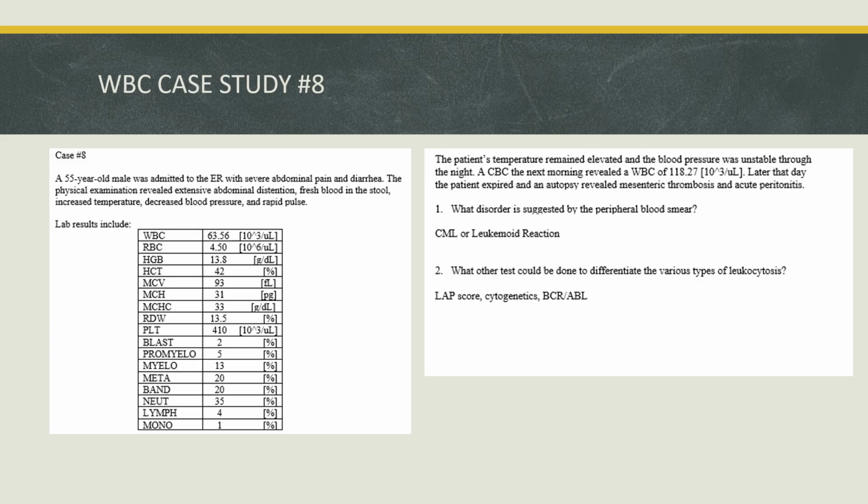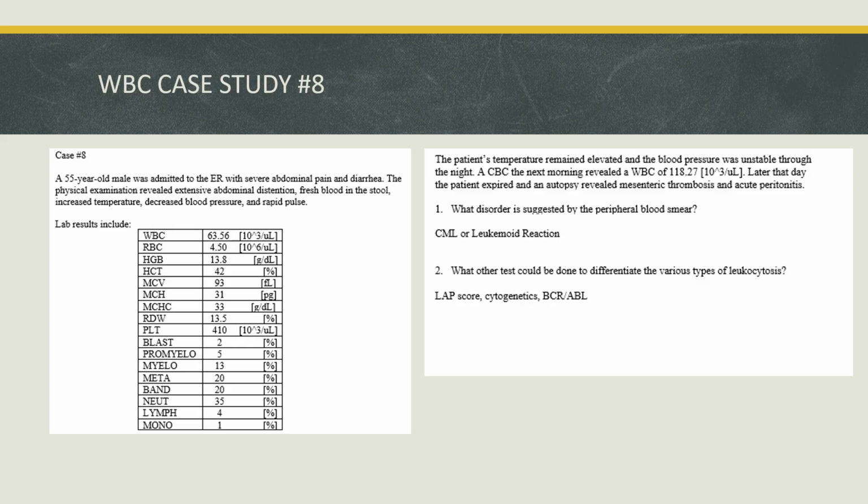63.56 to 118 in under 24 hours. Later that day, the patient expired and an autopsy revealed mesenteric thrombosis and acute peritonitis. So based on the blood smear, we could be looking at a CML or a leukemoid reaction.